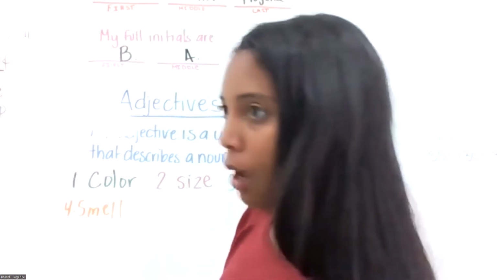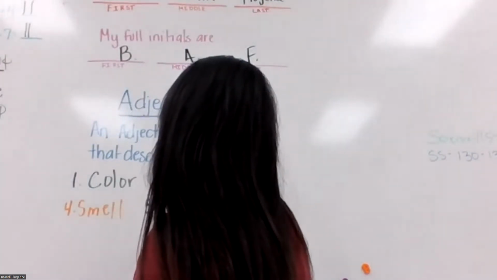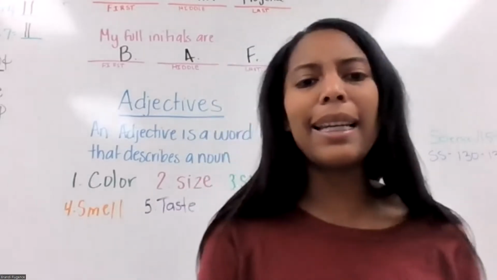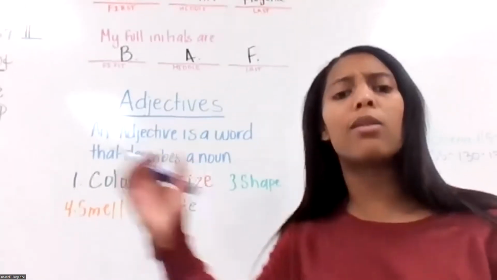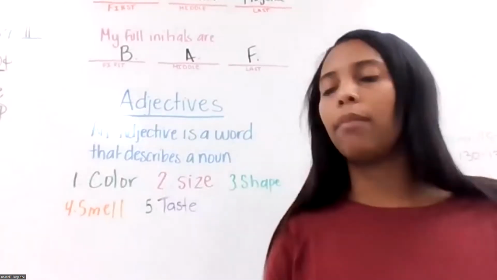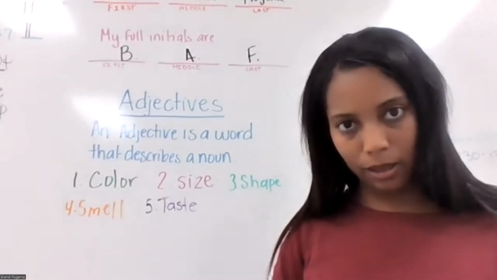All right, anytime I give the taste, what it tastes like, sweet, sour, bitter, salty. Anytime I give how something tastes, it is an adjective. I would say the cookie was sweet. Sweet is the adjective describing the noun cookie. So anytime I give how it tastes, that is an adjective.